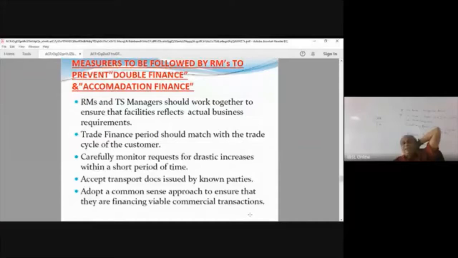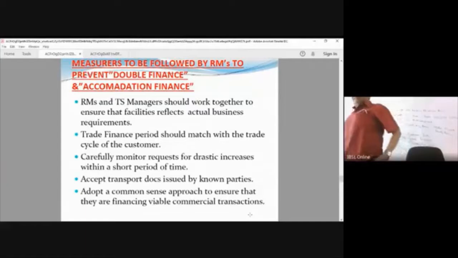Trade finance period should match with the trade cycle of the customer. It's a very, very important thing. This is where a lot of people are making the mistake.